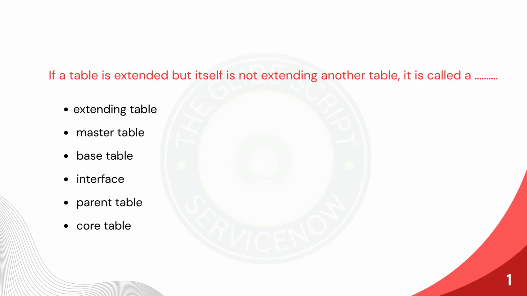So the first question for part 4 is, if a table is extended but itself is not extending another table, it is called a what table? There are 6 options given and you will have to choose only one. So the answer will be the base table, because in ServiceNow a base table is a table that is extended by other tables but does not itself extend any other table.